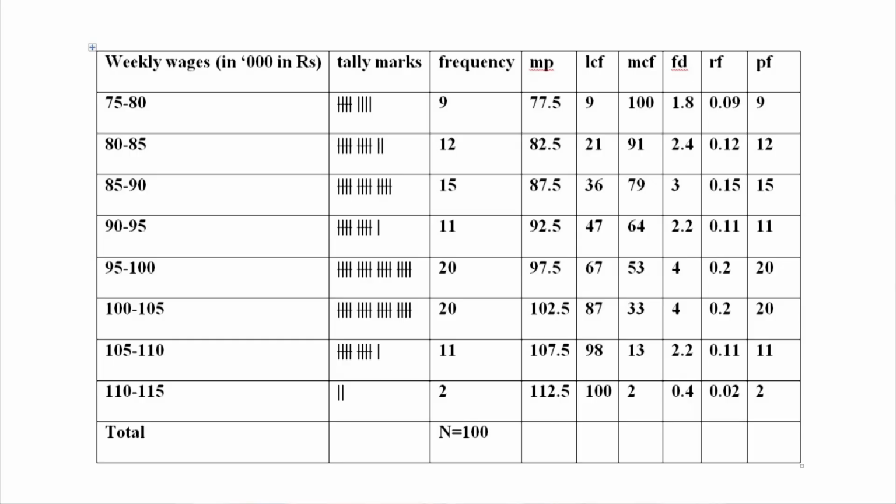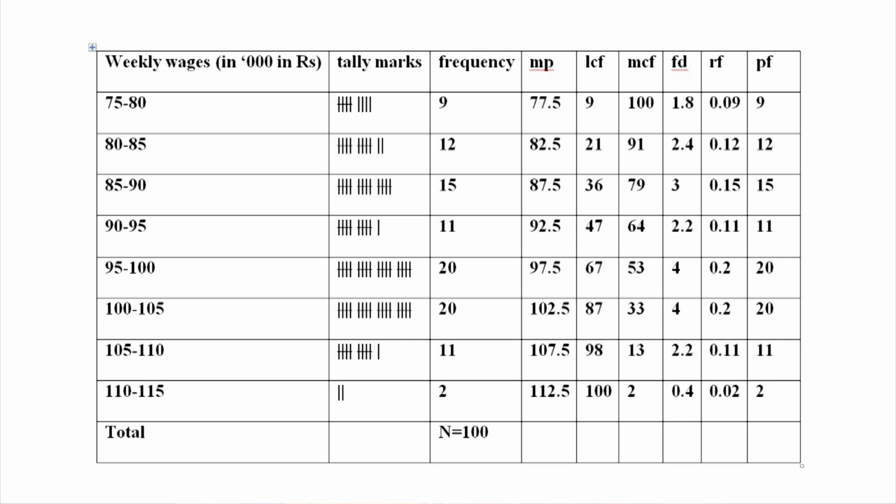As the minimum weekly wages is observed to be 75, using the Stark's rule, the width of the class is 5. Hence, we consider the class intervals as 75 to 80, 80 to 85, 85 to 90, 90 to 95, 95 to 100, 100 to 105, 105 to 110 and 110 to 115.